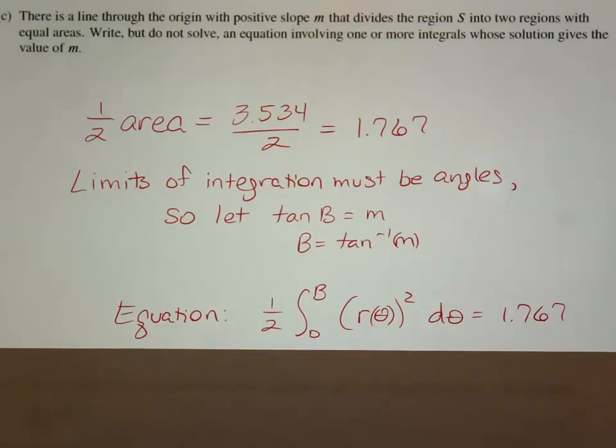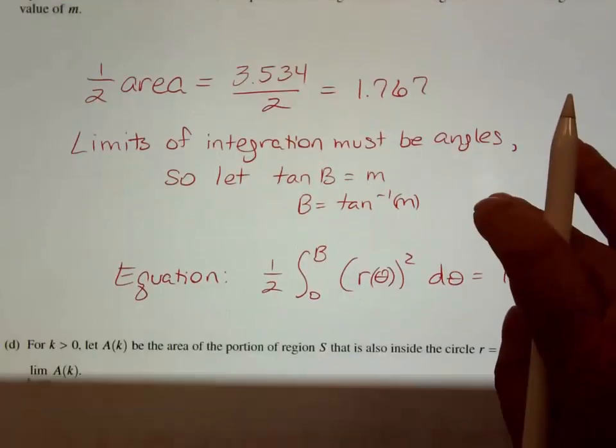Even though m is not in my formula, I can write it this way. If you had written 1/2 from 0 to the tangent inverse of m, that works as well. It gives you the same answer. But since I defined b to be the tangent inverse of m, officially m is part of my equation, and that is an acceptable answer. So that takes care of part C.